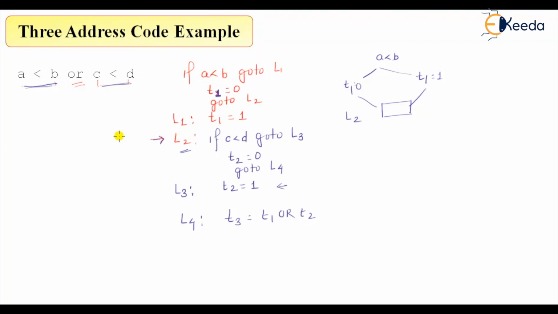This is the first time we have used a flow of control, and we have to be careful to assign the values so that whenever control reaches here, T1 will have the appropriate value, either 0 or 1. When the control reaches here, T2 will have an appropriate value, whether 0 or 1. I hope you understand this solution.